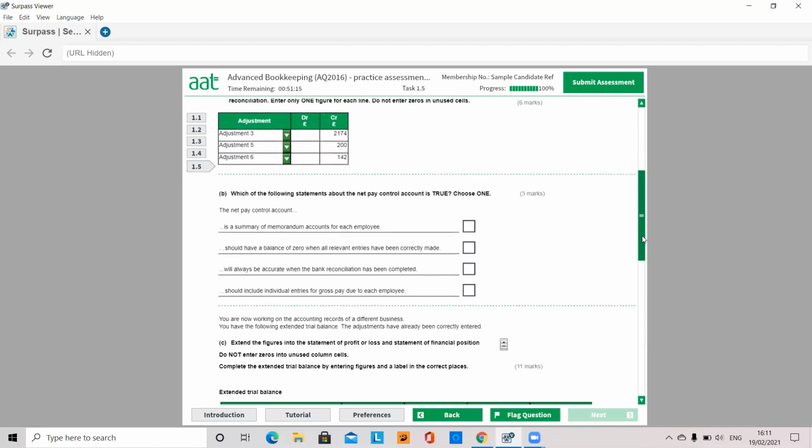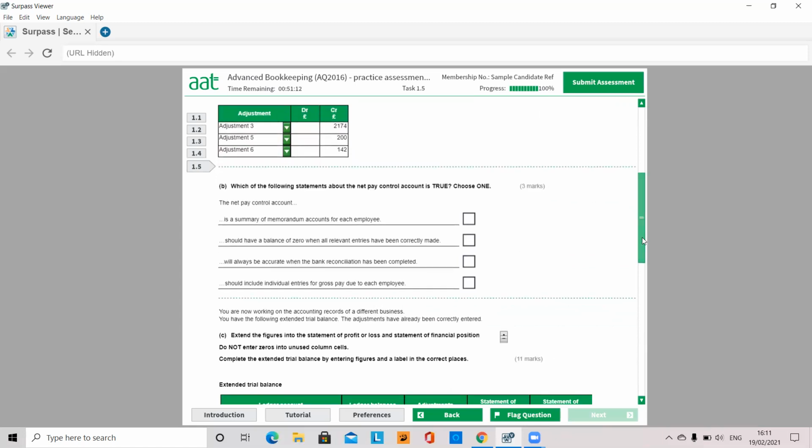Next one says the net pay control account. So which of the following statements about net pay control is true, and choose which one. So this is obviously at the end of the pay period. We don't want to have anything carried over. So therefore, I suppose the answer to the question is this one. So it's certainly not a summary of memorandum accounts for each employee. It's this one because there'll be a balance of 0 when all the correct entries have been made, certainly in relation to your net pay control account. You don't want anything to be carried over.